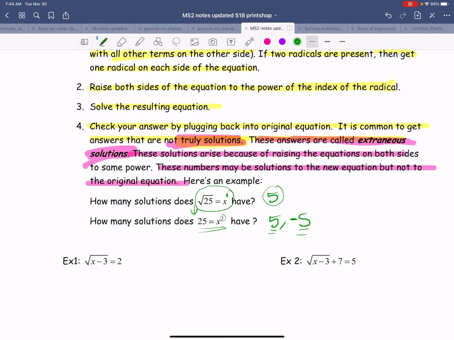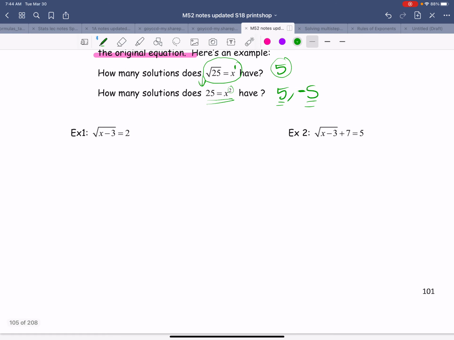You might have extraneous solutions, which are solutions to the raised power equation, but not to the original square root or cube root or fourth root equation. Let's see some examples. Here's example number 1. Square root of x minus 3 equals 2. So I already have the square root alone on one side. I'm going to go ahead and square both sides.